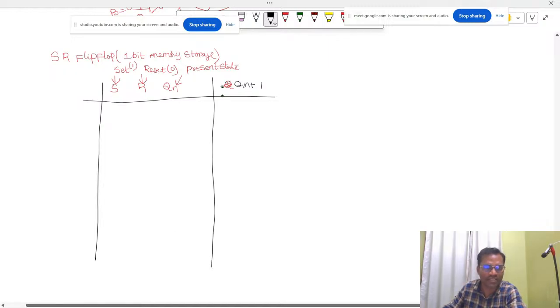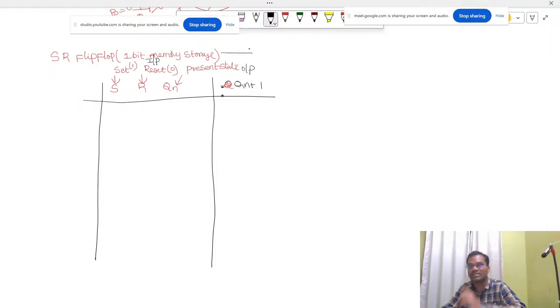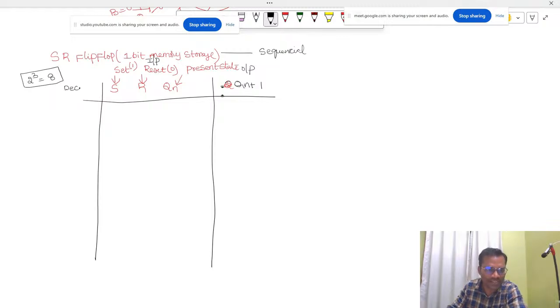How many inputs are there? How many input variables are there? These are called inputs. These are called outputs. Now all these flip-flops you are studying, are they sequential circuits or combinational circuits? Flip-flops are an example of sequential circuits. Why? Because these are memory storage elements. How many inputs are there? 1, 2, 3. How many possibilities will we get? 2 cube is equal to 8. Eight possibilities. Therefore, we are going to write down the decimal numbers here.